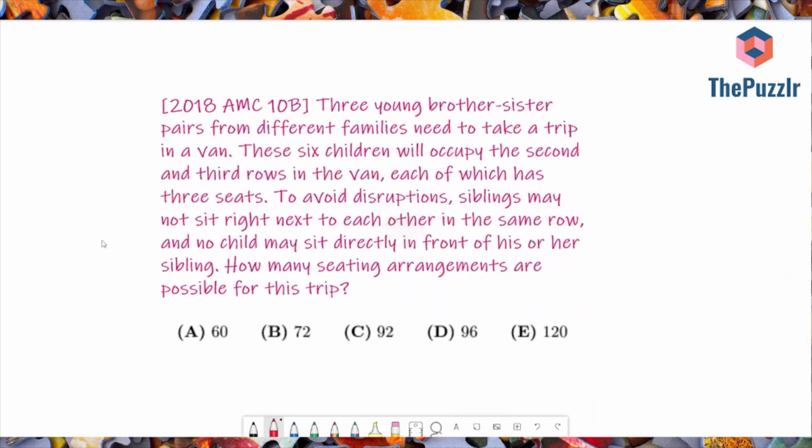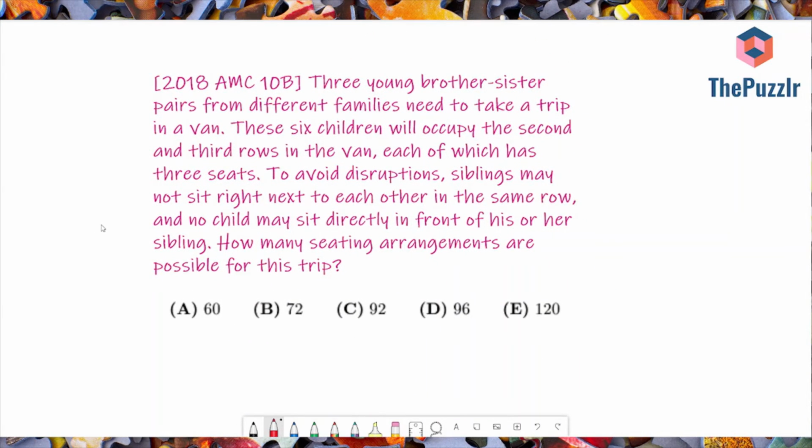2018 AMC 10B. 3 young brother-sister pairs from different families need to take a trip in a van. These 6 children will occupy the second and third rows in the van, each of which has 3 seats. To avoid disruption, siblings may not sit right next to each other in the same row, and no child may sit directly in front of his or her sibling. How many seating arrangements are possible for this trip? So looking at the choices, they're ranging from 60 to 120. So we can't really count the number of arrangements.